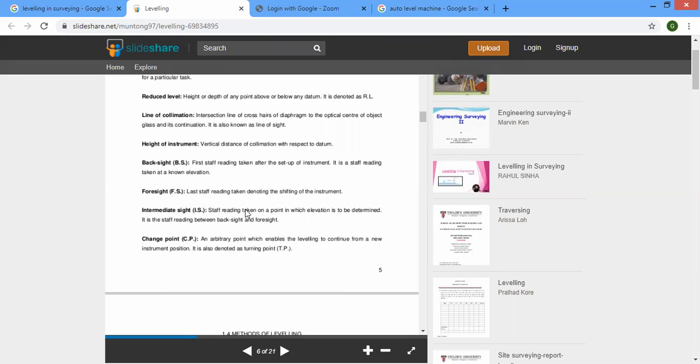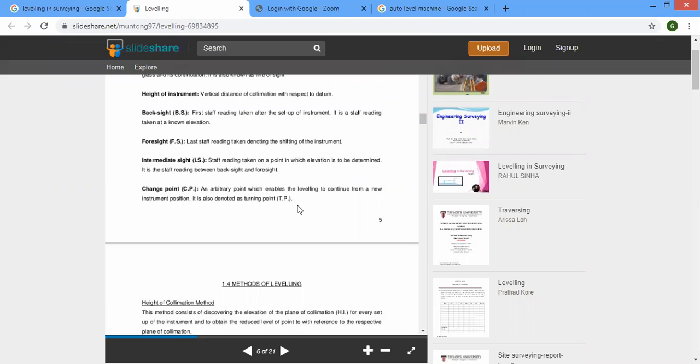Next, change point: an arbitrary point which enables the leveling to continue from a new instrument position. If you are going for a larger area survey, from a single instrument station you cannot sight all the points and determine the level of all the points. So you have to change the instrument station from one point to another such that the maximum area is covered. When you change the instrument station, that point is called the change point. The reading you take on the ground before changing the instrument is the change point.